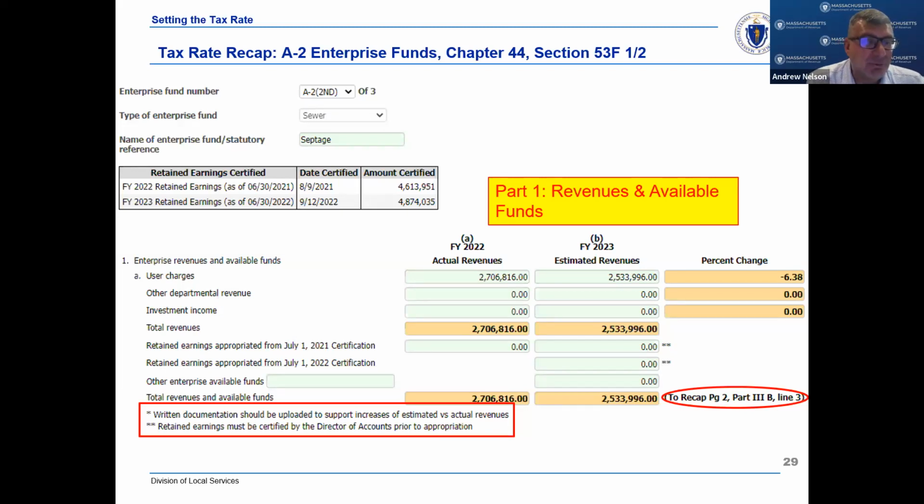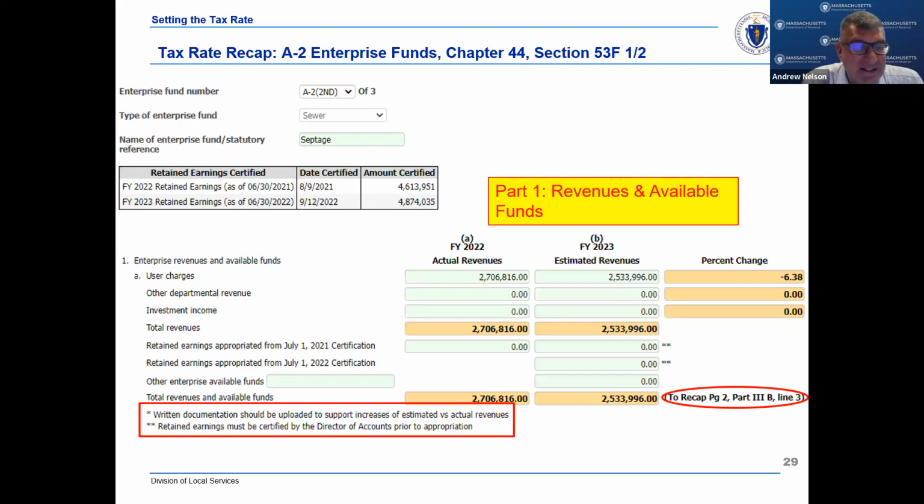You've got other departmental revenue, investment income, and then you've got the total revenues there. What's below it is any retained earnings that you voted for the current year's budget. And there are 2 lines for this. That's because just like the free cash that we went over, you have access often to 2 different pots of retained earnings. The first one was the money that will be expiring on June 30 of the year. That's the money you would have had available to you at your annual town meeting in the spring.